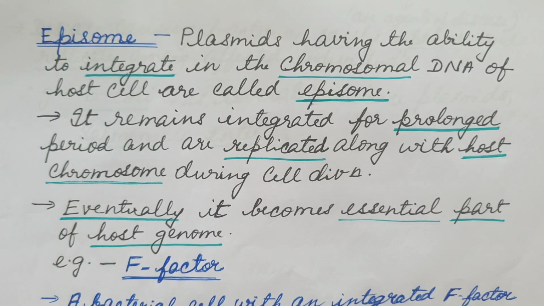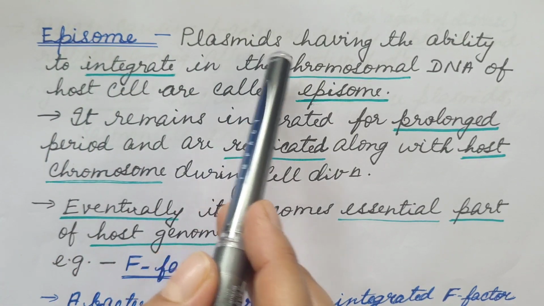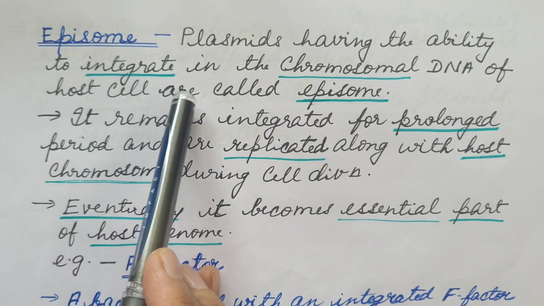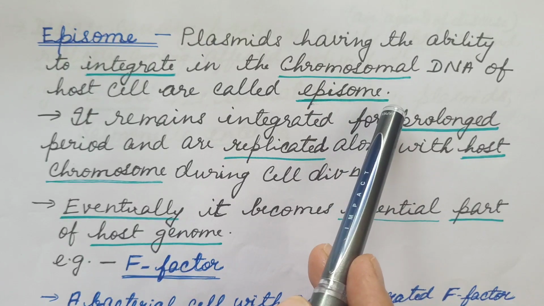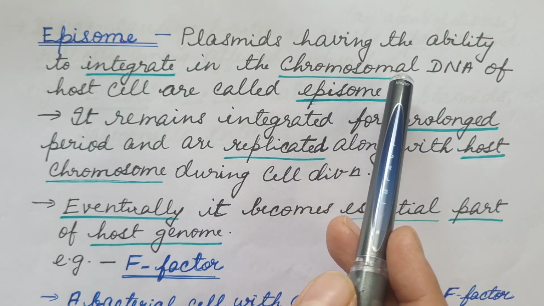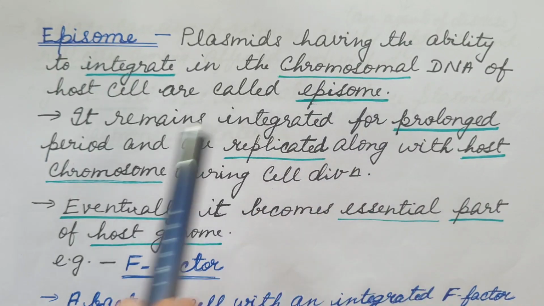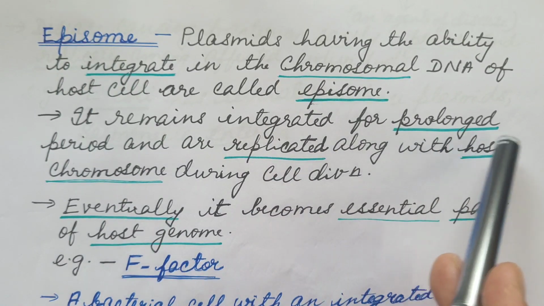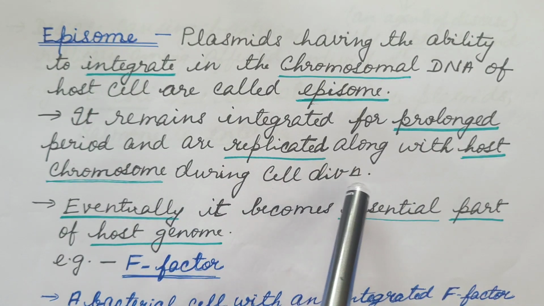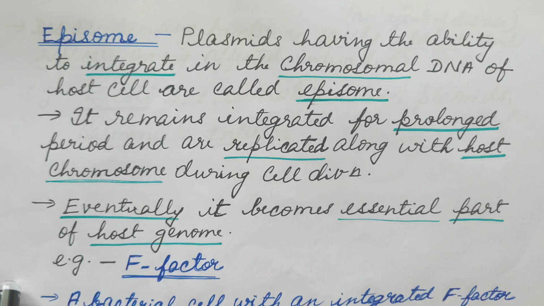While discussing the F plasmid, we came across the term episome. What are episomes? Plasmids having the ability to integrate into the chromosomal DNA of the host cell are called episomes. So, plasmids which are capable of incorporating into the main bacterial genome or bacterial chromosome are known as episomes. It remains integrated for prolonged periods and is replicated along with the host chromosome during cell division. Eventually, it becomes an essential part of the host genome.